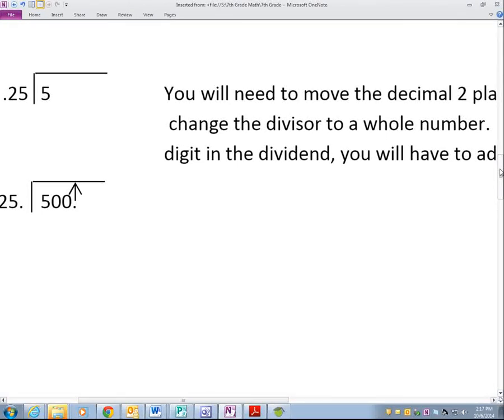Example 2. 5 divided by 0.25. You will need to move the decimal 2 places to the right for the divisor to change into a whole number. So we're going to take this and move it right here. And we're going to do the same thing for the dividend because we have to do it for both. 1, 2. Uh-oh. What do we got, Dominique? That's right. We got to add zeros for placeholders.